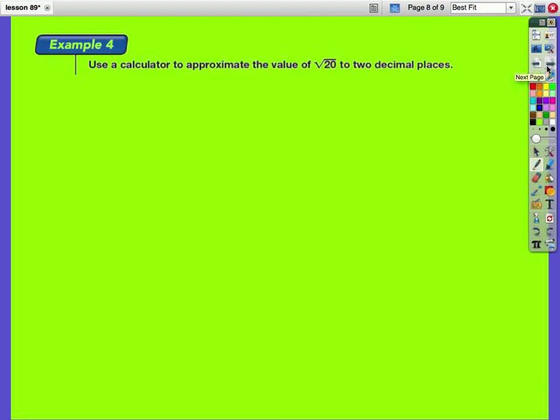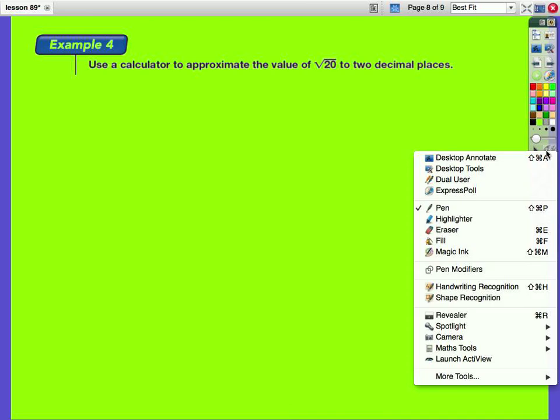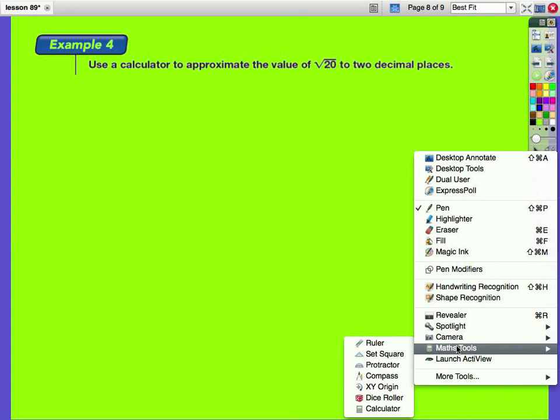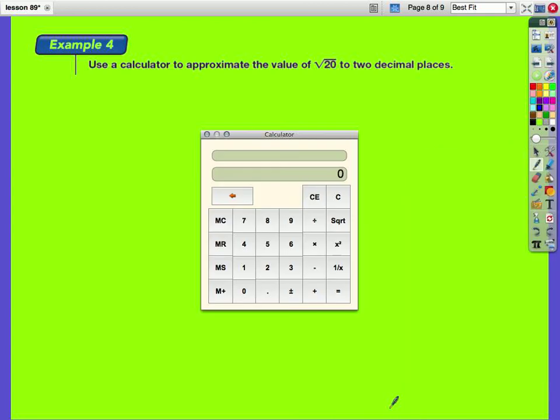So it says use a calculator to approximate it. If I pull out my calculator here, square root of 20 is 4.472136. So it ends, so it is rational. We can see, okay?